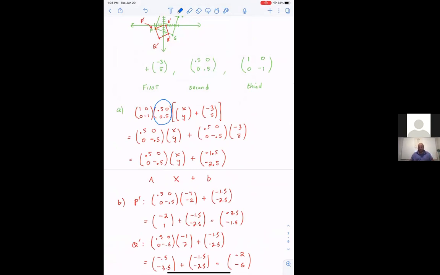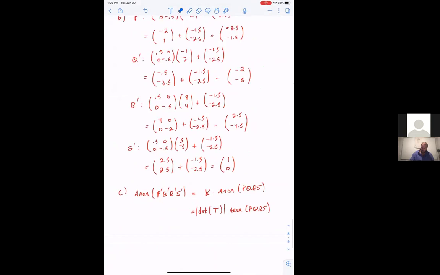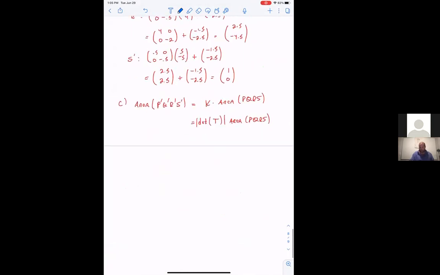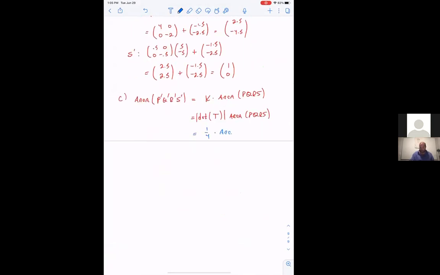And what is that determinant? It's 0.5 times 0.5 minus 0, which is 0.5 squared, which is 0.25, and therefore this is equal to 1/4 of the area of the original PQRS. So the constant is equal to 1/4.